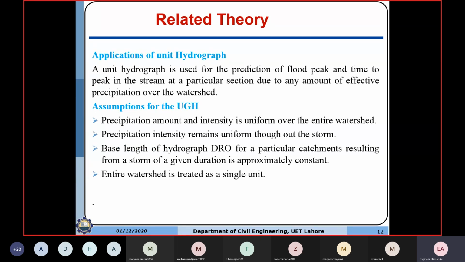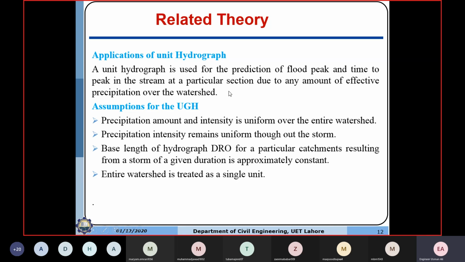Application of unit hydrograph. So unit hydrograph is used to find the design or the peak discharge for any effective precipitation other than the unit precipitation. So unit hydrograph is used for the prediction of flood peak and the time to peak in a stream at a particular section due to any amount of effective precipitation over the watershed.